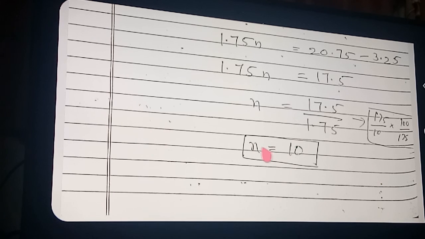Okay, so exercise 15.2 is over. Now tomorrow we will explain how to find the sum of the terms.